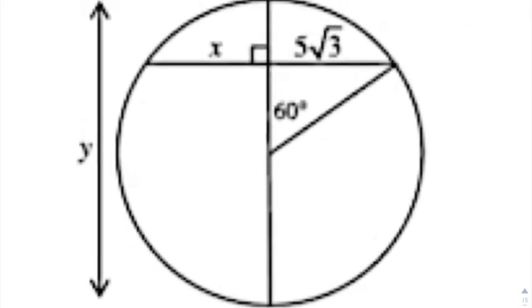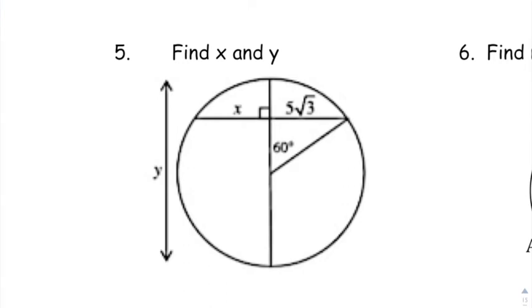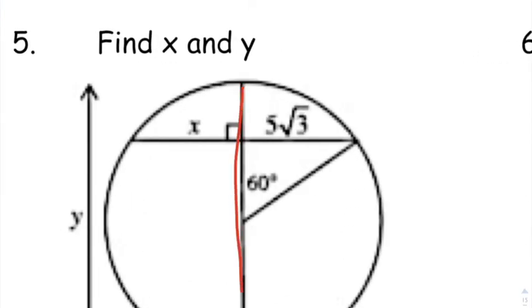Let's see what's going on with this one here. I guess we're trying to find x and y. X is going to be easy because it looks like we have a perpendicular line there, and this also goes through the center, so that has to be a diameter. Therefore, it has to be a perpendicular bisector. So x, that part's easy. That's just 5 square root of 3. Once again, that is because you start out with a diameter and it is perpendicular to a chord. So if it's perpendicular and a diameter, it has to be a perpendicular bisector.